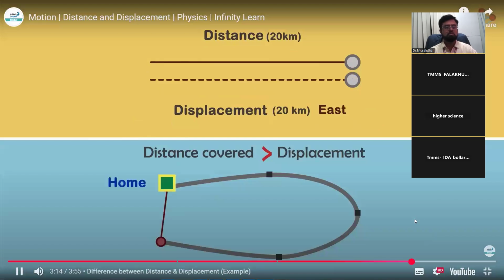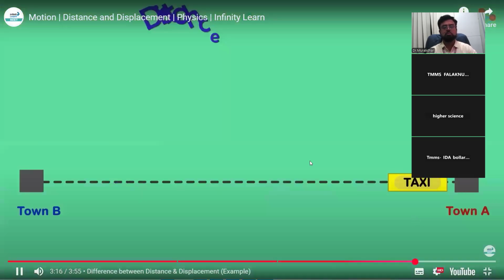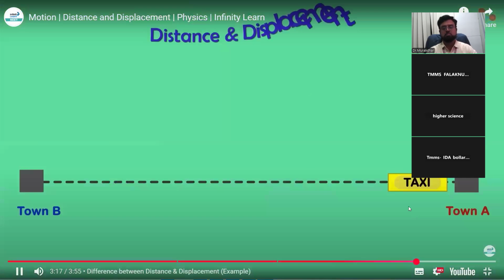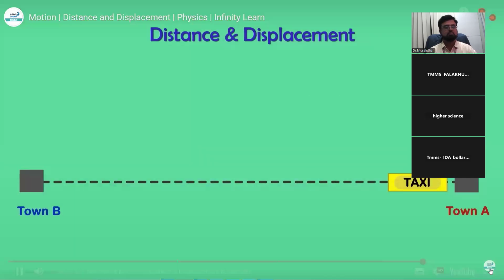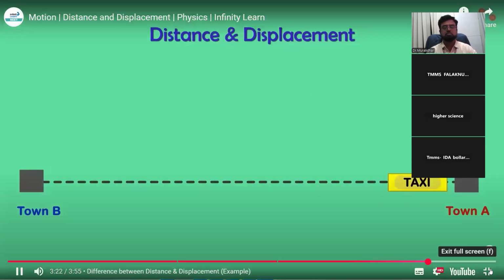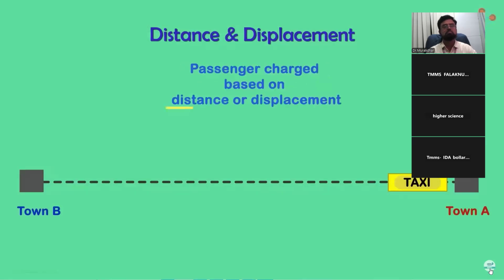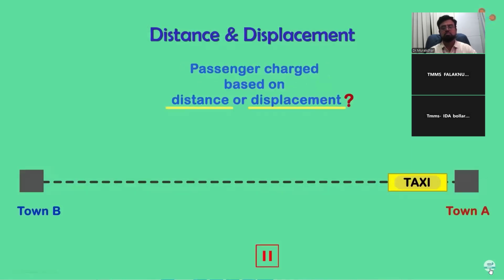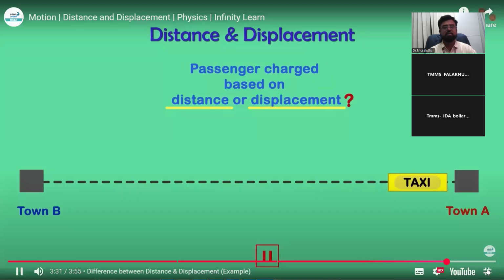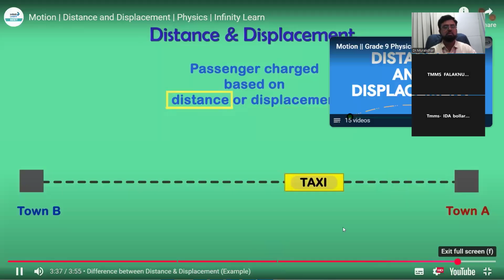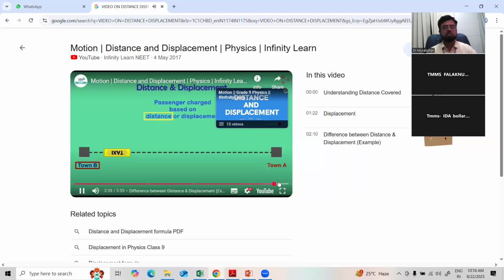If you've really understood the difference between distance and displacement, you should be able to answer the next question. When a passenger travels by taxi, is he charged based on the distance or displacement? So definitely distance. Taxis charge passengers based on distance. If you go to the neighboring town and return in the same taxi, the taxi meter shows you the charge for the entire round trip.